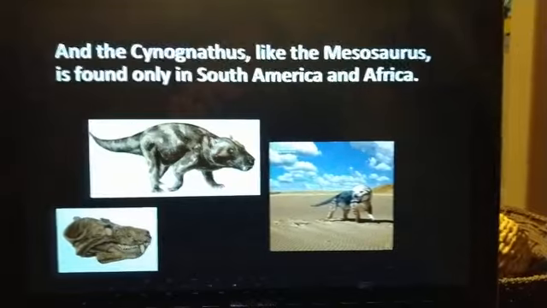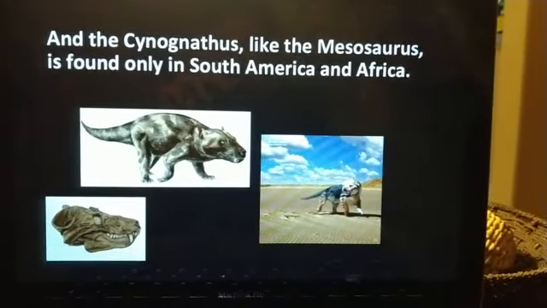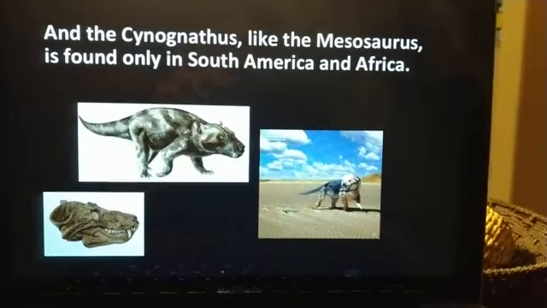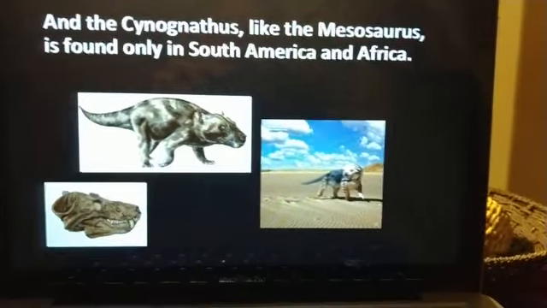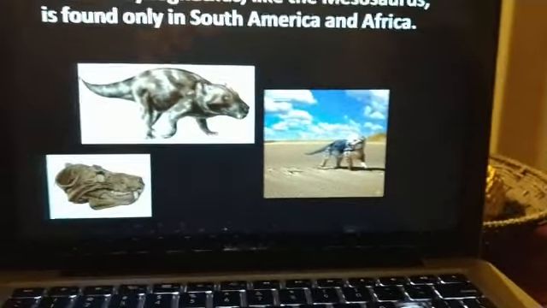And then there's the Cynognathus. And like the Mesosaurus, his fossilized remains are only found in South America and Africa. So again, his territory must have been connected at some point, and then those lands were split apart, which explains why we find them in separate areas.